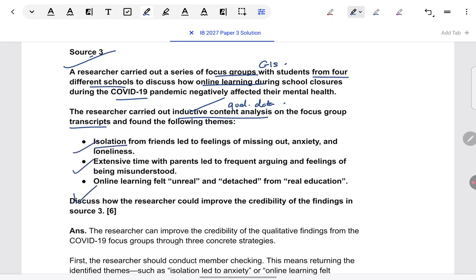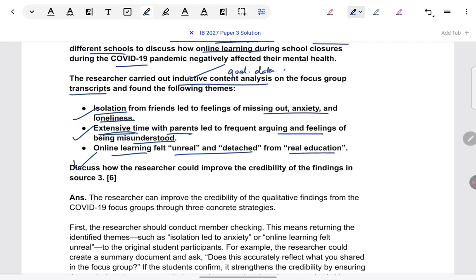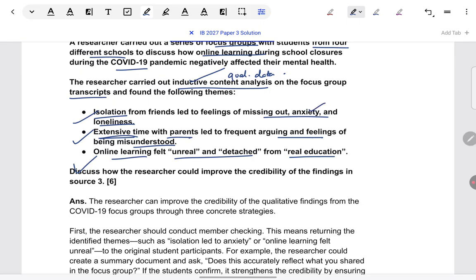Isolation from friends leads to feeling missed out, anxiety, and loneliness, and extensive time leads to online. Extensive time with parents leads to frequent arguing and feelings of being misunderstood. Online learning feels unreal and detached from real education. So many different findings about the impact of online technology on people have been given. None of them are directly related to mental health as such, but they do suggest something about mental health. In the sense that anxiety and loneliness mean mental health is declining.